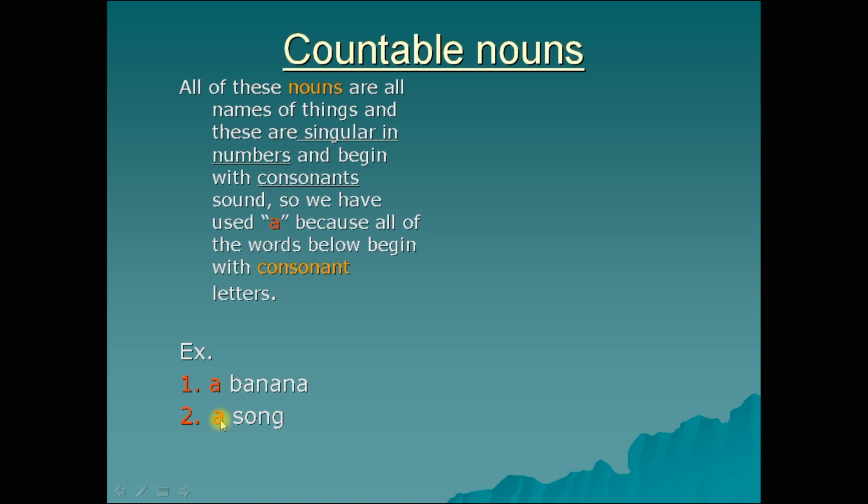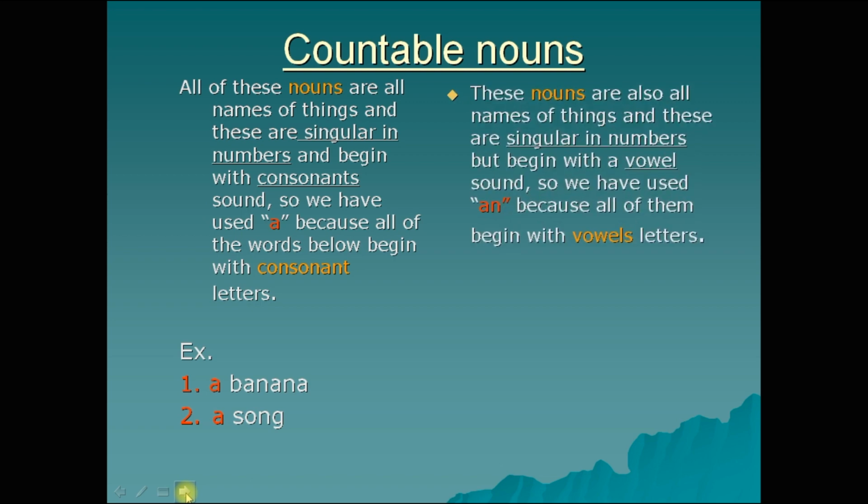Same as the number 2 example, a song. These nouns are also names of things, and these are singular in number, but begin with vowel sounds. So we use an because all of them begin with vowel letters. Itong kanina, nagsisimula sa consonant letter. Ngayon naman, yung an, nagsisimula sa vowel letter. Example, an accident, an apple. An accident begins with A. So, nagsisimula po ang accident sa letter A. Kaya, an ang ilalagay natin.